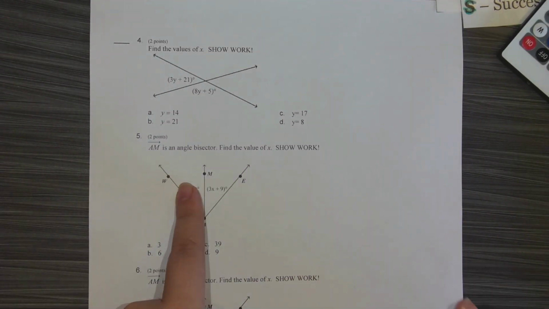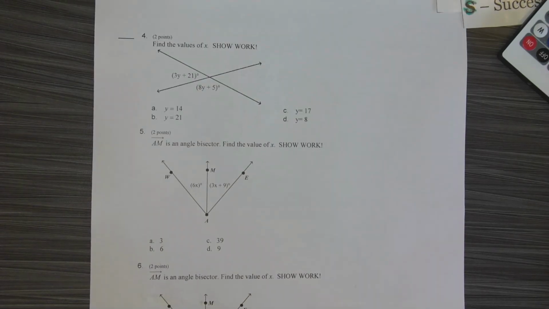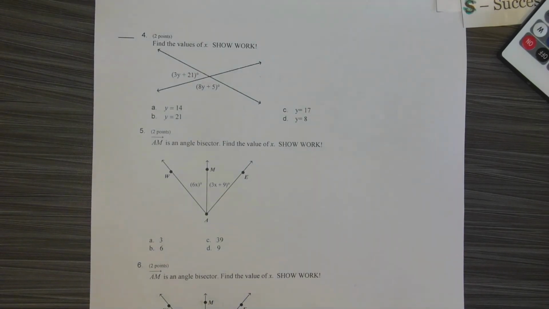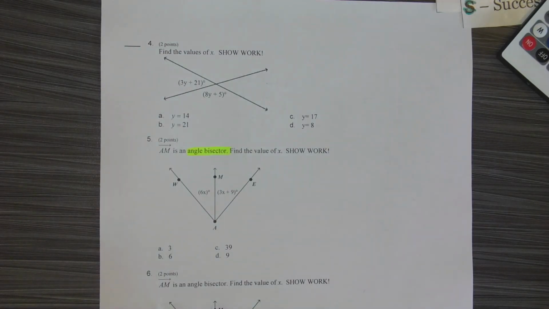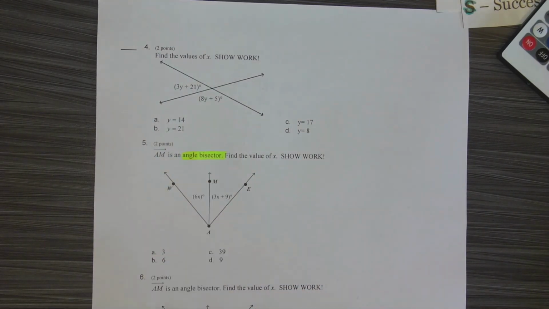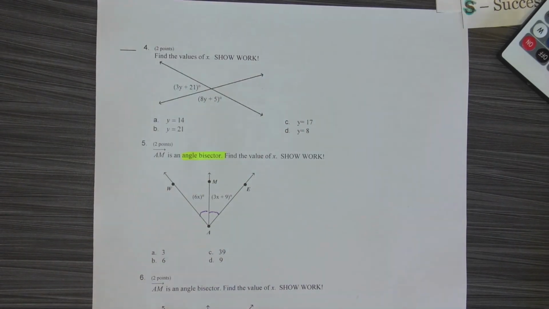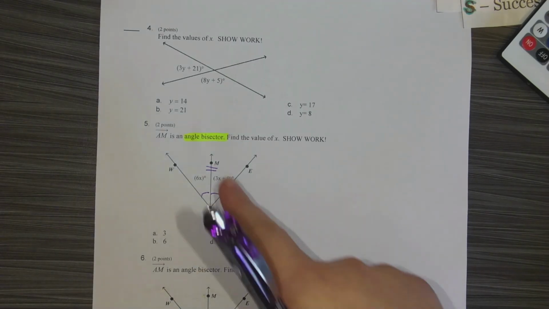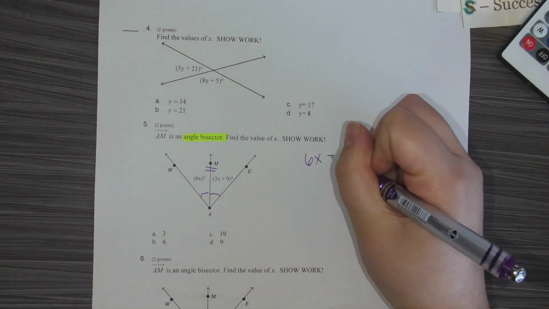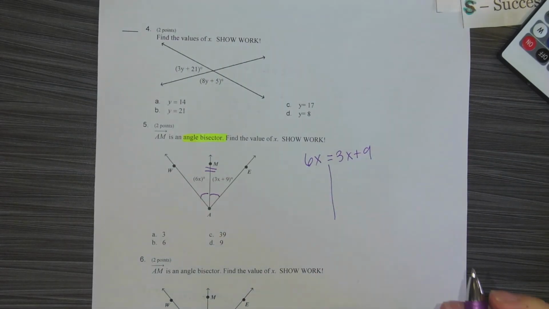Number 5. Big notice: in the classwork, we didn't really work with angle bisectors, so we added it to 90. However, for the test, we are given the word angle bisector. And remember, bisector means cuts exactly in half. So this ray cuts this angle exactly in half. I know that these are going to be equal to each other. So big notice on the test, you just need to make these equal to each other, and then again, just solve for x.